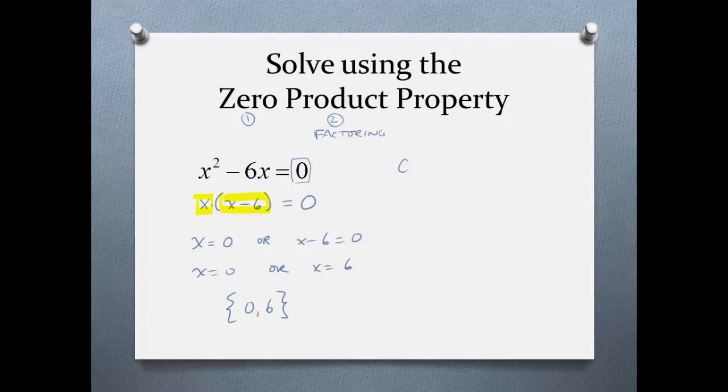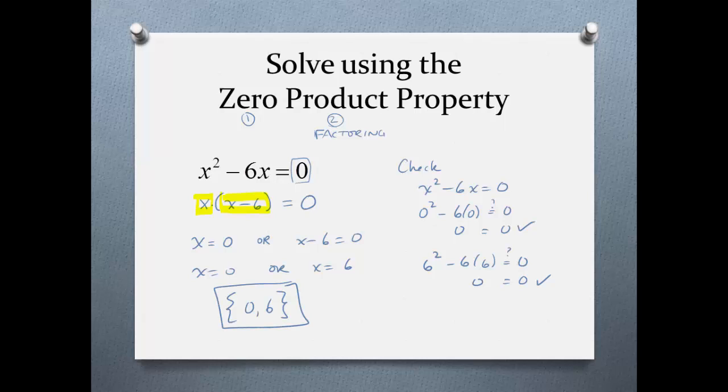And if you wanted to check your answers, your original equation was x squared minus 6x equals 0. If I plug in 0, do I get 0? I think so. And if I plug in 6, does 6 squared minus 6 times 6 equal 0? I think so. So they both check. I get two solutions, 0 and 6.